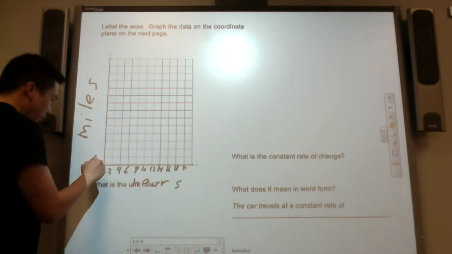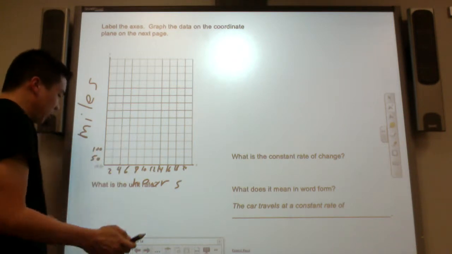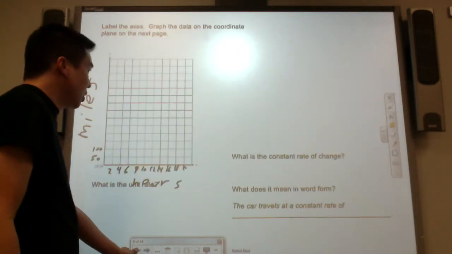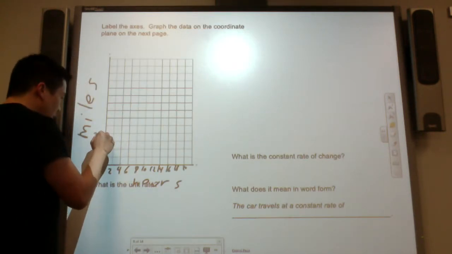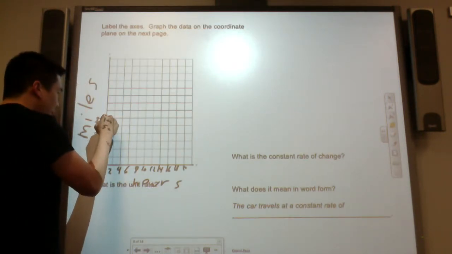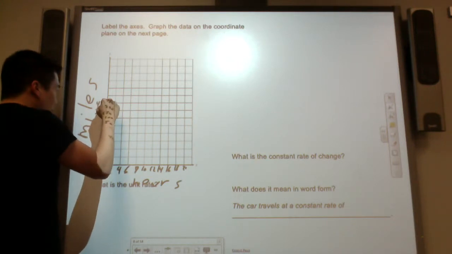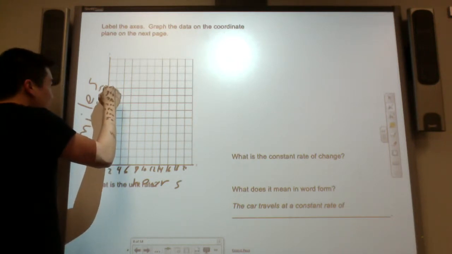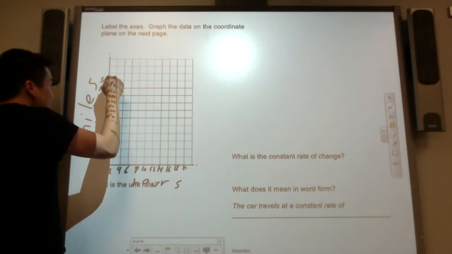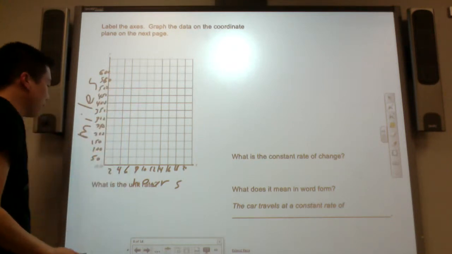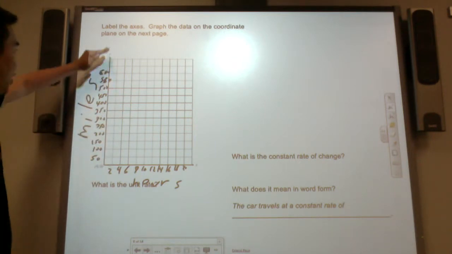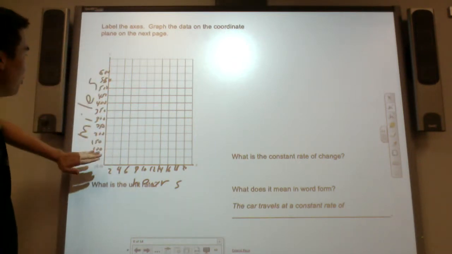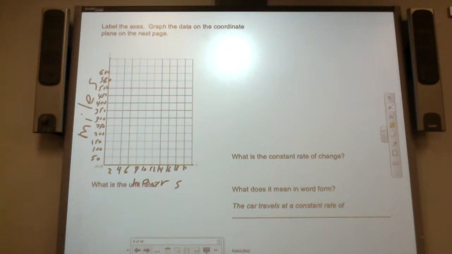So this is 0, 50, 100, because I have to go up to what number do I need to go up to? I need to go up to 600. So 150, 200, 250, 300, 350, 400, 450, 500, 550, 600. You know, if I'd done it by hundreds, then the graph would be too low. If I'd done it by 25, there wouldn't be enough space to do up to 600.